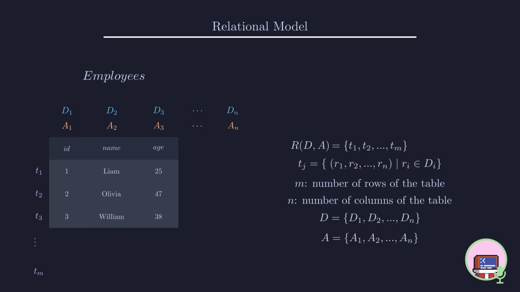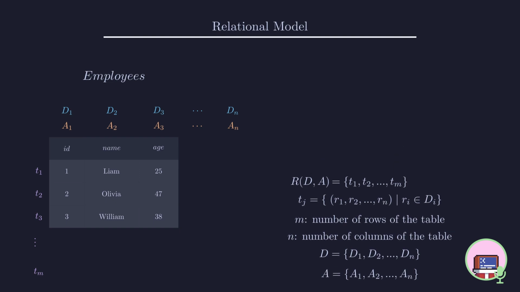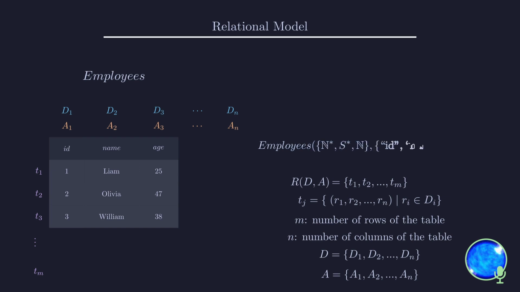Now, how would we define our employees example relation using this notation? We can write it as employees with the set of positive integers, the set of all character strings, and the set of non-negative integers as the domains, and the character strings ID, name, and age as the attributes.